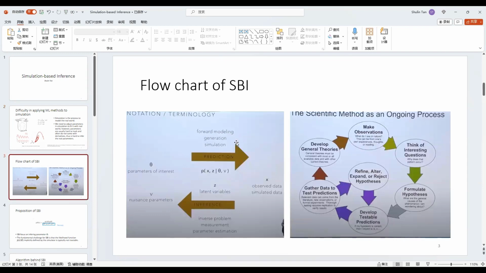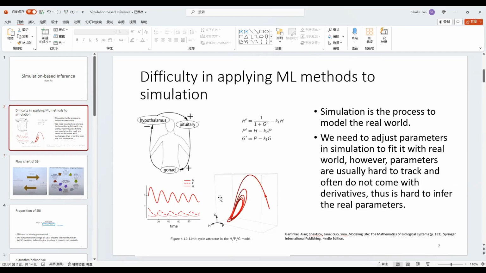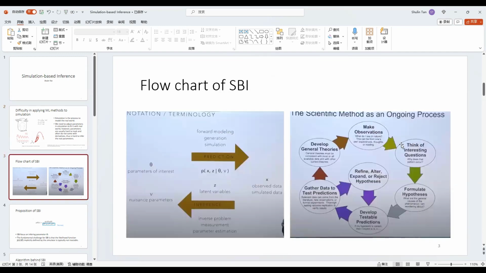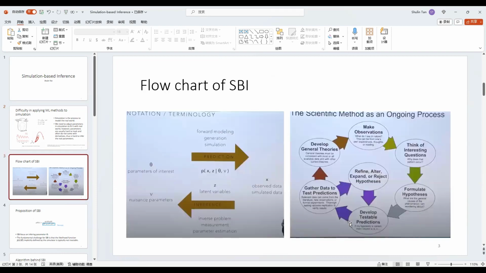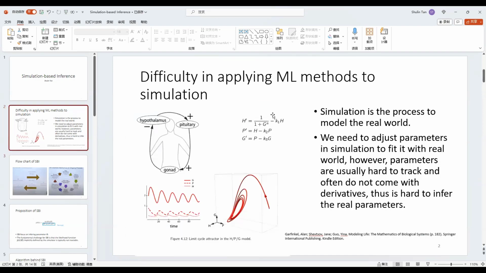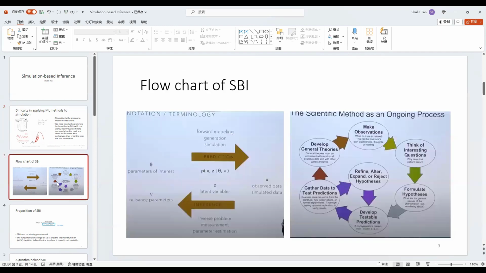Usually the process is that you make an observation, such as observing the graph here, and you think about what the formula could be. Once you have this formula, you can use simulation-based inference to test what your parameters are, and then you will know whether this function works. If it works, fine, we have our solution. If it doesn't work, we need to find another equation, which is quite common.